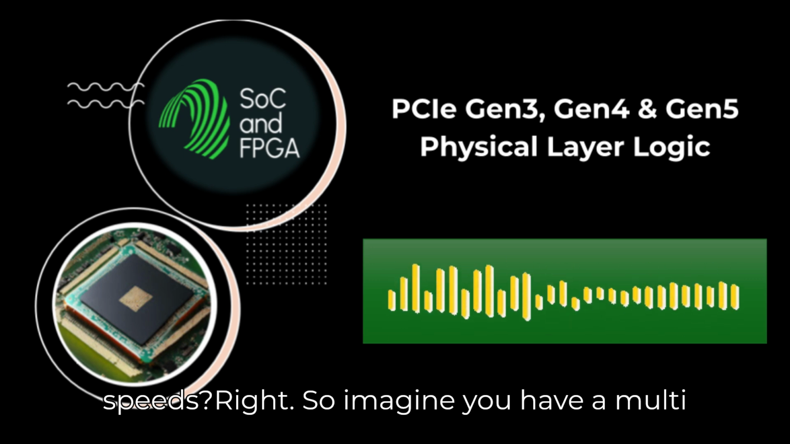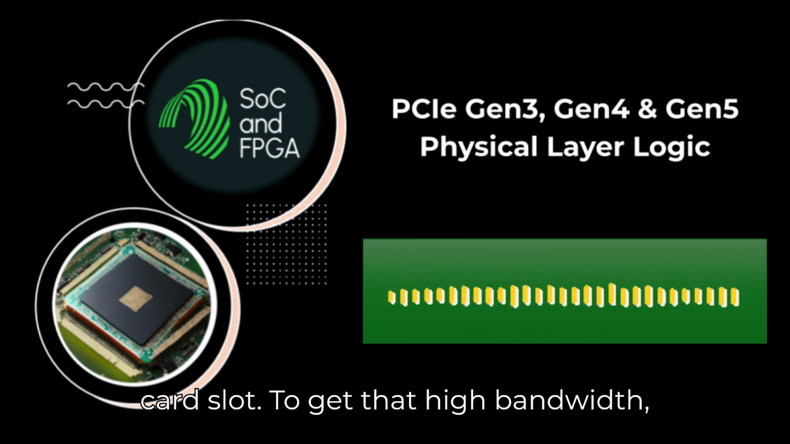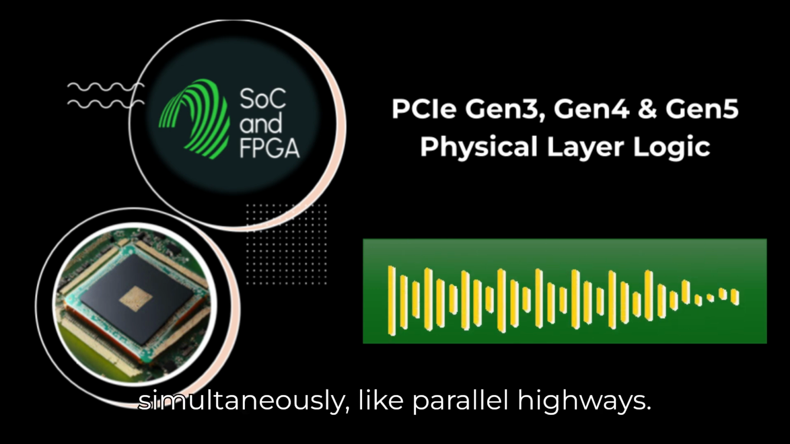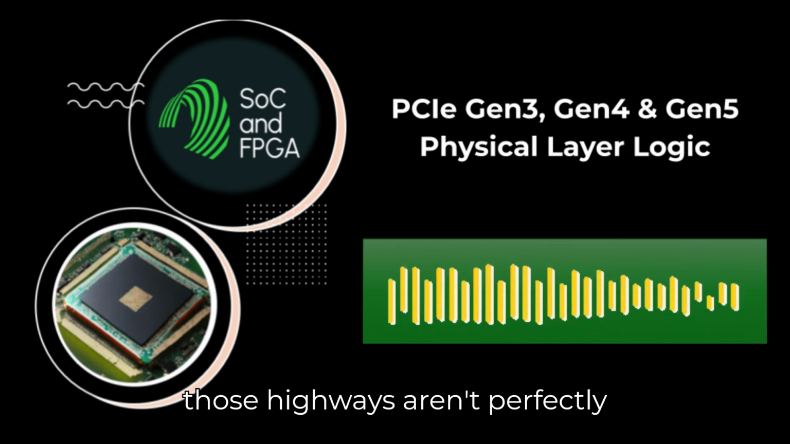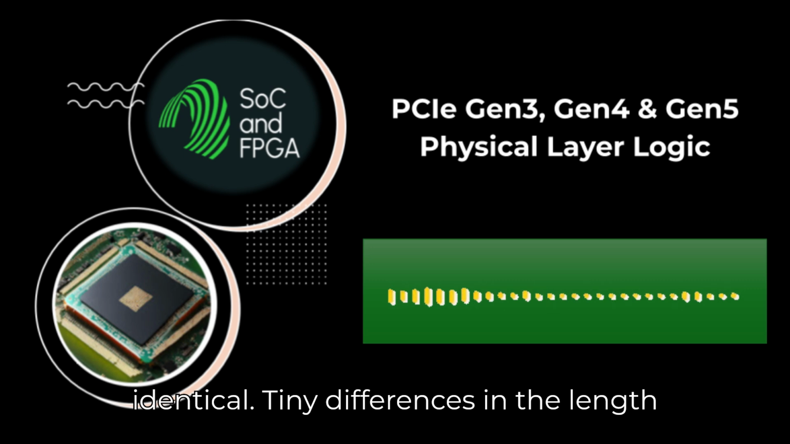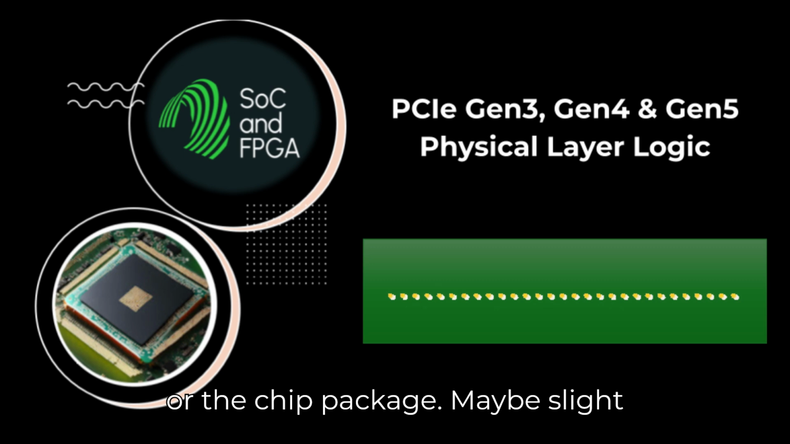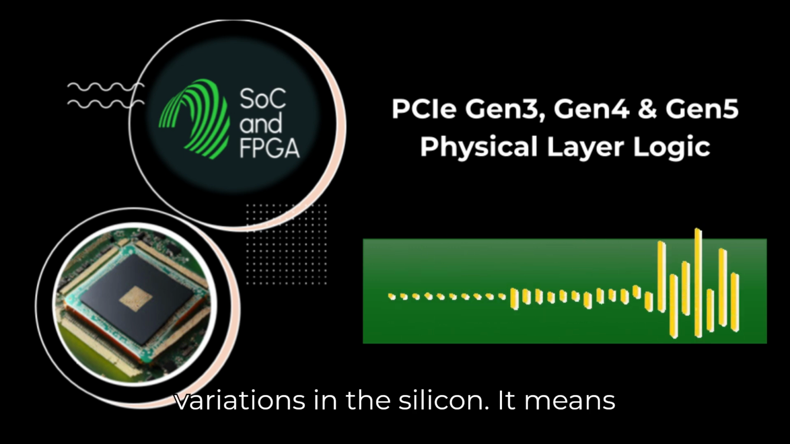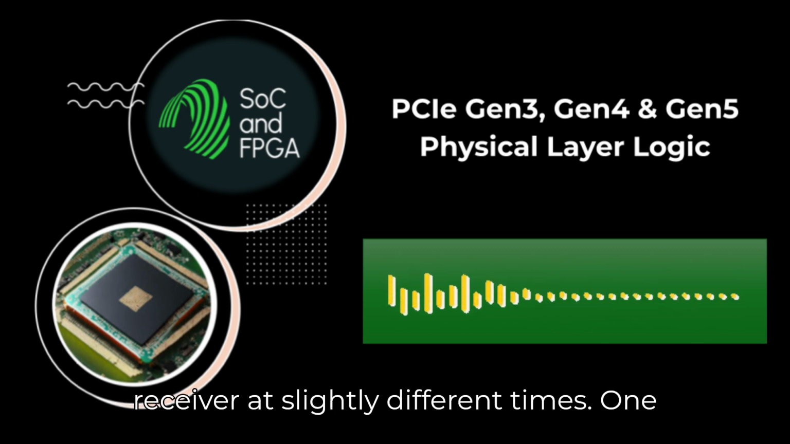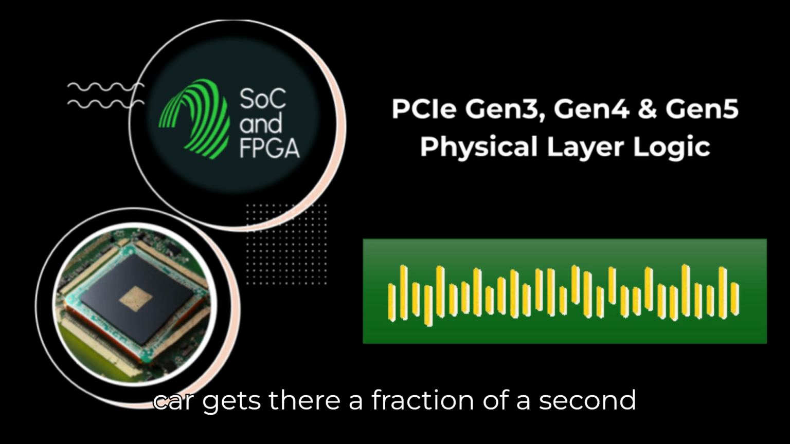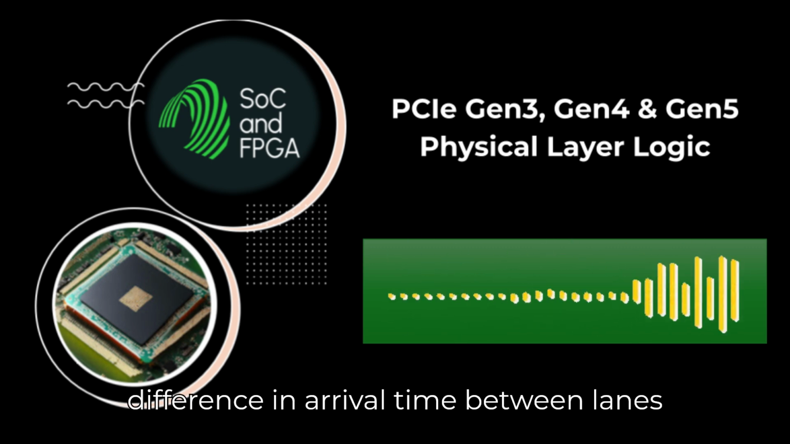Right. So imagine you have a multi-lane link, like a x4 or x16 graphics card slot. To get that high bandwidth, data is striped across all those lanes simultaneously. Like parallel highways. Good analogy. But in the real world, those highways aren't perfectly identical. Tiny differences in the length of the copper traces on the motherboard or the chip package, maybe slight variations in the silicon. It means signals sent at the exact same time from the transmitter might arrive at the receiver at slightly different times. One car gets there a fraction of a second before the others. Exactly. That difference in arrival time between lanes is skew.